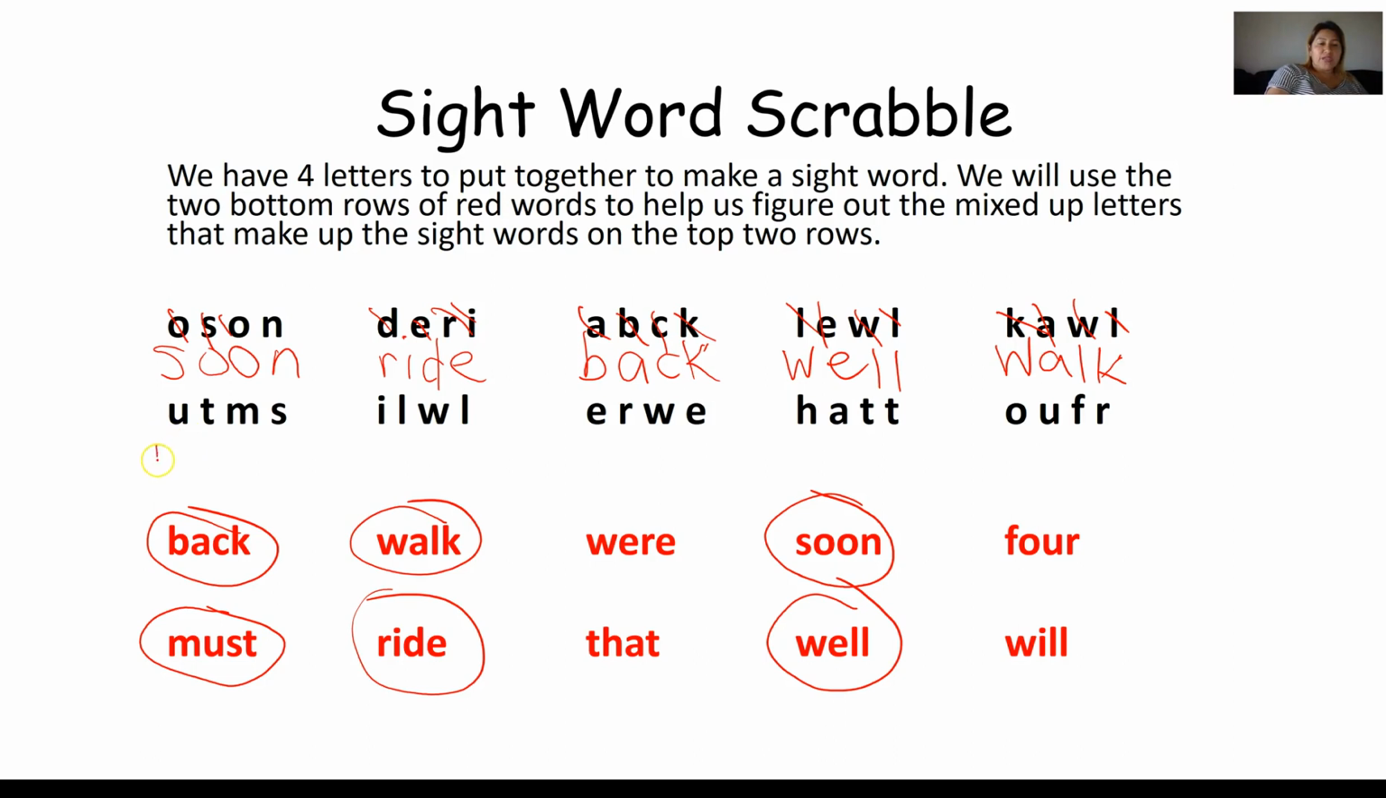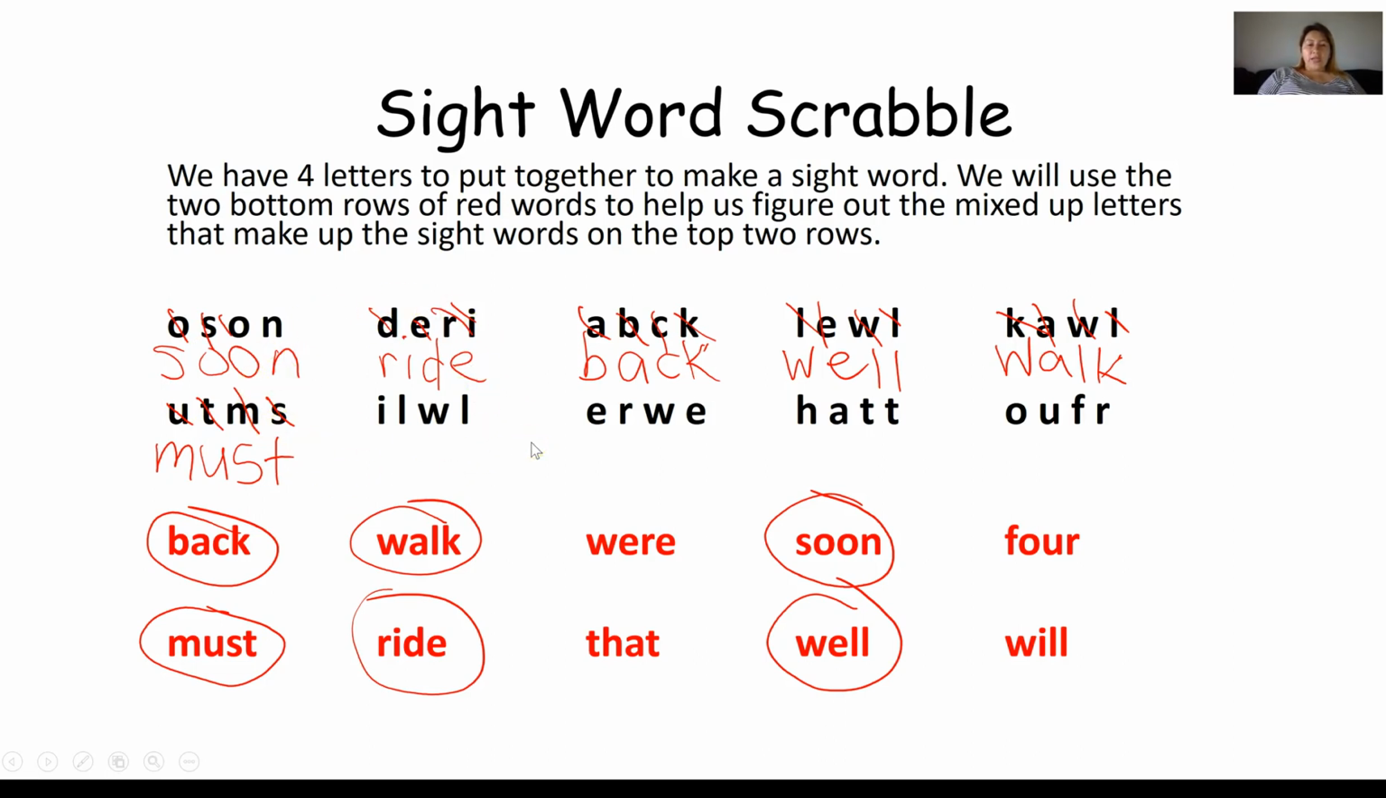Okay, so first we write it M. There we go. Cross it out. Then we have a U. Cross it out. Then we have an S. Cross it out. And the last letter is a T. What sight word is that, boys and girls? Must. Very good. All right, next one. I-L-W-L.